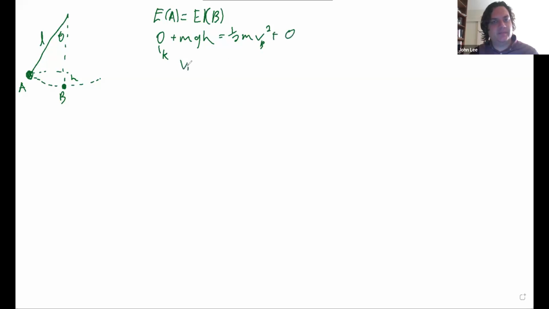So VB squared is going to be equal to, sorry, 2GH. So VB is equal to the square root of 2GH. So that's pretty simple.